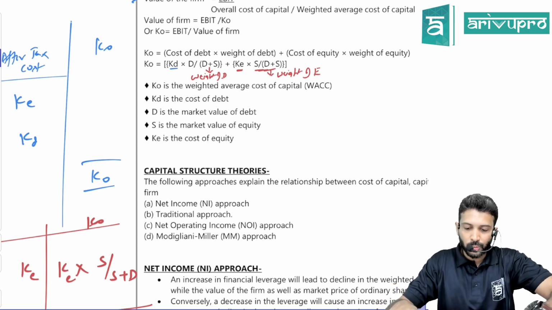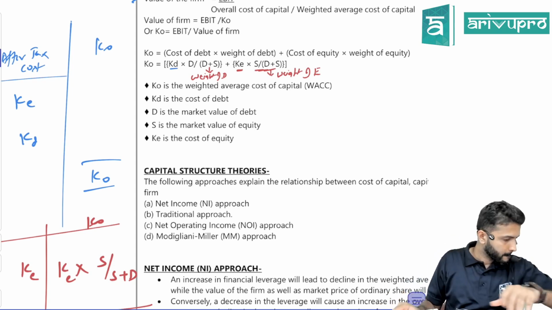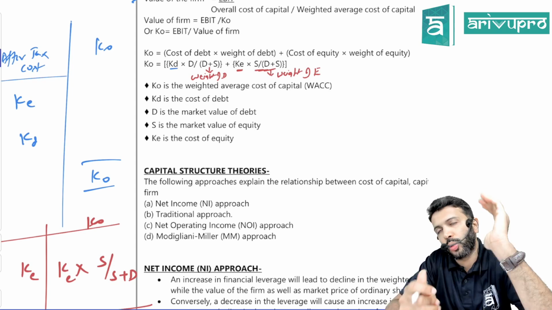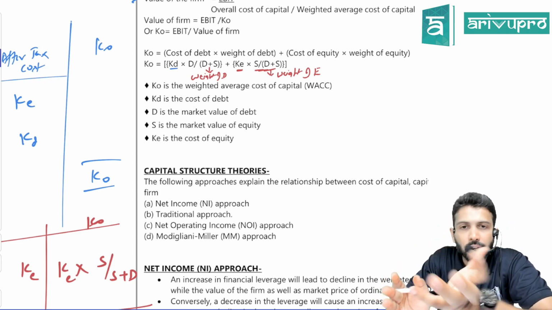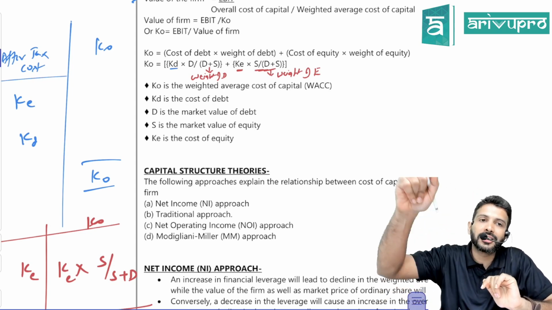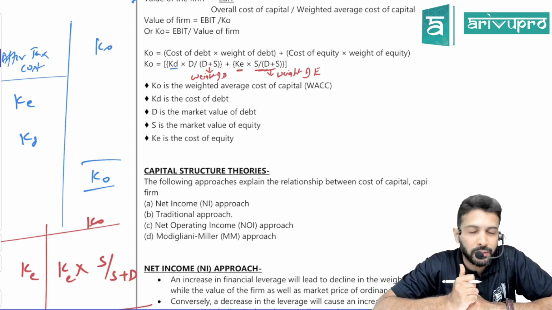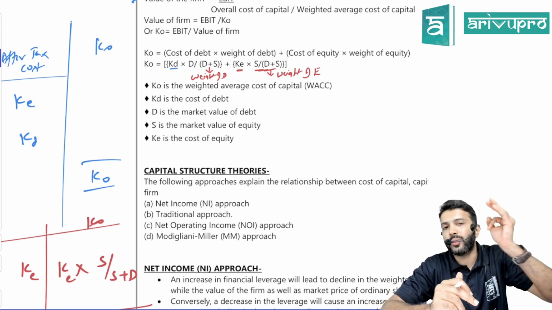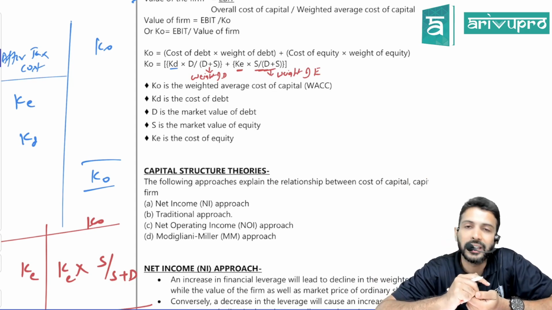Okay, just one recap let's quickly have, and then we'll move on to some theory. The chapter name was capital structure. So what are we trying to do over here? Find out the optimum capital structure so that the value of the firm is maximized. And value of the firm is denoted by the symbol V. So how do you get V, sir? EBIT divided by overall cost of capital, as in KO. Or another way to represent it is V is equal to market value of equity denoted by the symbol S plus market value of debt denoted by the symbol D.